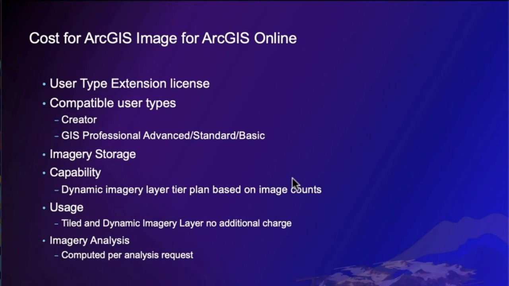The cost for ArcGIS Image for ArcGIS Online is generated by the following items: the user type extension license, the compatible user types, and the image storage. The image storage is the image data stored in ArcGIS Online's hosted data store. The additional capabilities offered by dynamic image layers are computed by a tier-based plan based on the image count on every dynamic imagery layer. For the usage of Taiwan dynamic image layer, there's no additional cost. For image analysis, the credit cost is computed per analysis request.